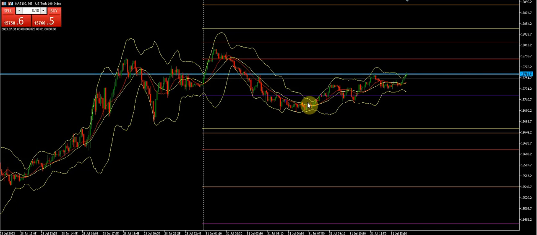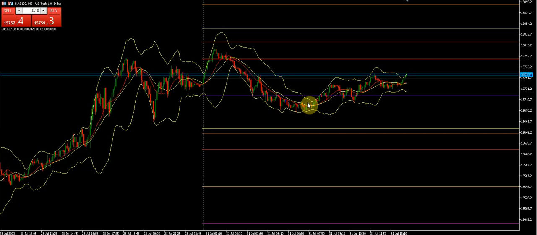So using Bollinger Bands and these levels combined across multiple time frames, as you might have seen in my previous videos, that's what I use to understand what might happen around the open of the market.